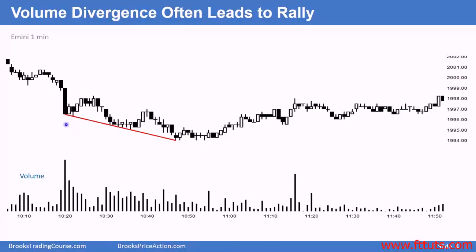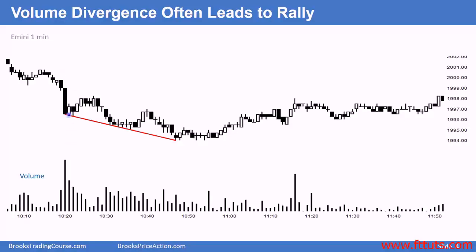A volume divergence often leads to a rally. So here, price is low, lower, lower, but as it goes lower, volume is getting less. As the market is going down, fewer traders are interested in trading. Theoretically, if it keeps going down, no one will trade. There won't be anyone willing to sell at the low price. Therefore, a lot of times, as the market is going down, volume tends to dry up, and the market has to go higher to find sellers willing to sell.